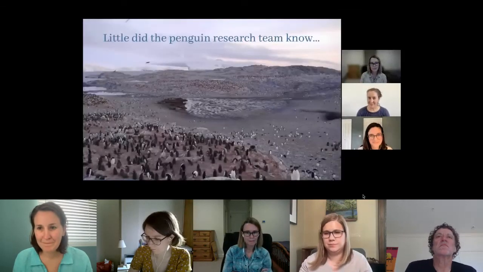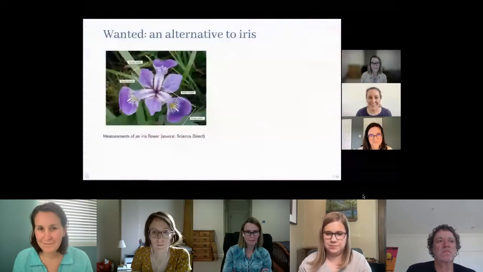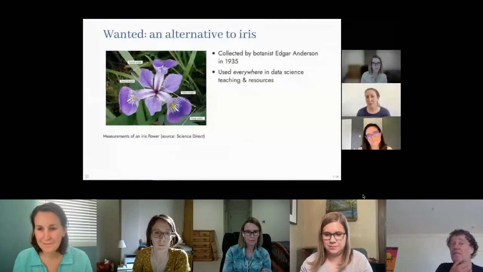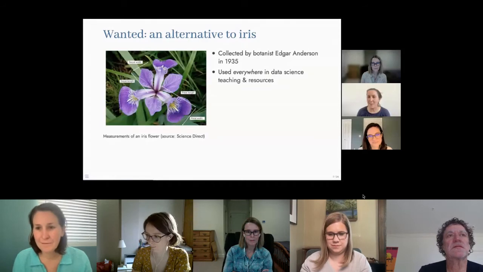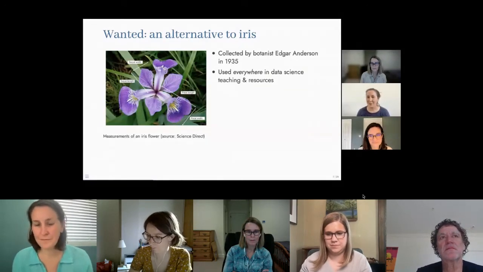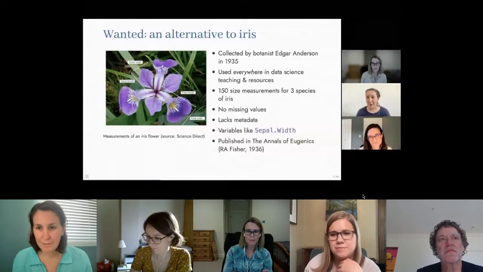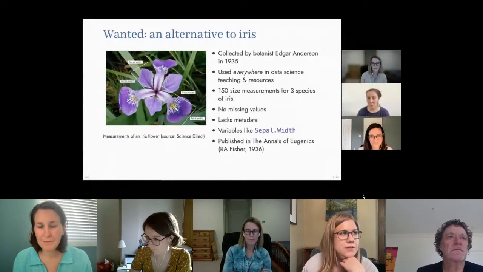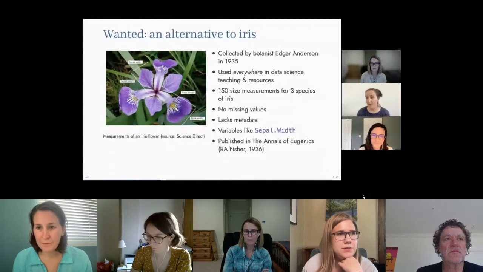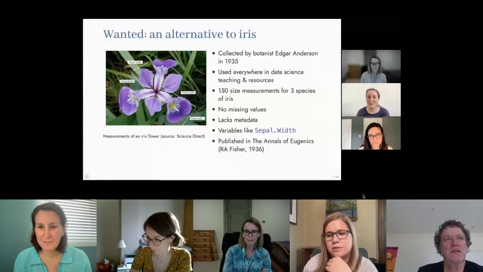And unbeknownst to Kristen and the team she was working with, many of us who were working as data science educators were looking for a viable alternative to the classic iris data set. And there are a number of reasons why an alternative was really wanted. It was collected in 1935, so it's coming up on 90 years old. It's used everywhere. It's useful. It has 150 individual measurements for irises across 3 different species. So we're starting to see alignment with some of the features of penguins already.